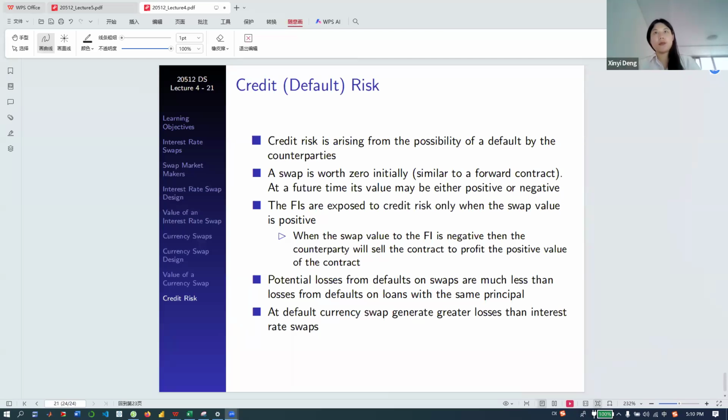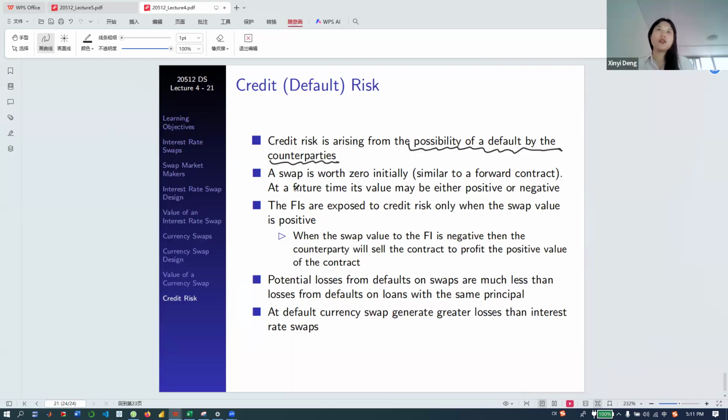So here, I have a few more tips on the credit. This is the last page, and I have a few more tips on the credit default, on the credit risk or the default risk. So credit risk arises from the possibility of default by the counterparties, basically by the other party.